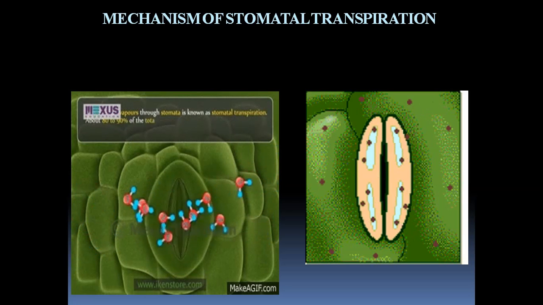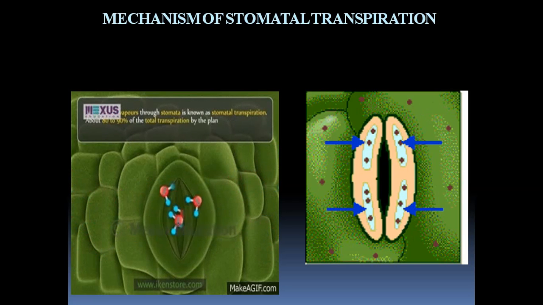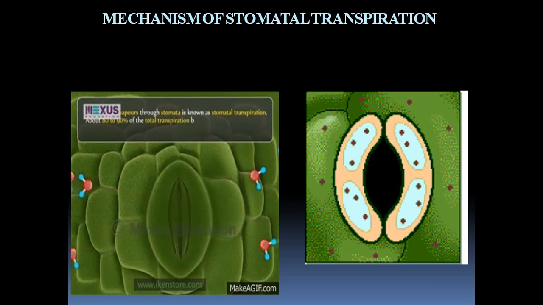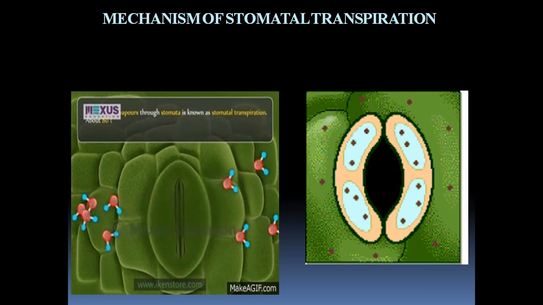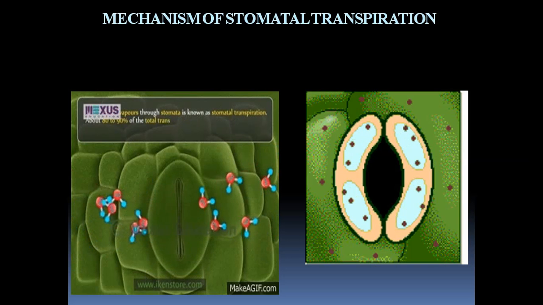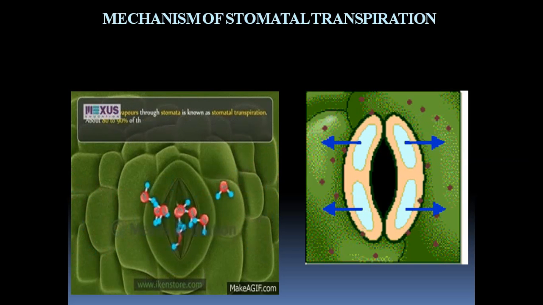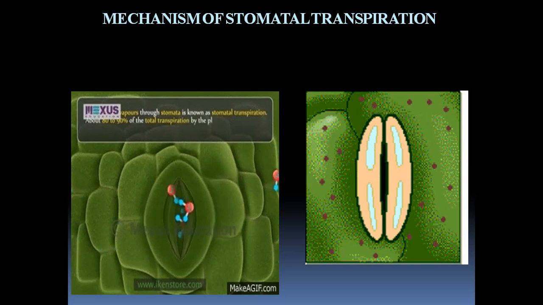Now in doing so, the plant has to bear some cost, and the cost is releasing water in the form of vapor. That is, transpiration is the cost that is paid by the plant to perform photosynthesis. Now how this stomata is opening and closing, we will see this.